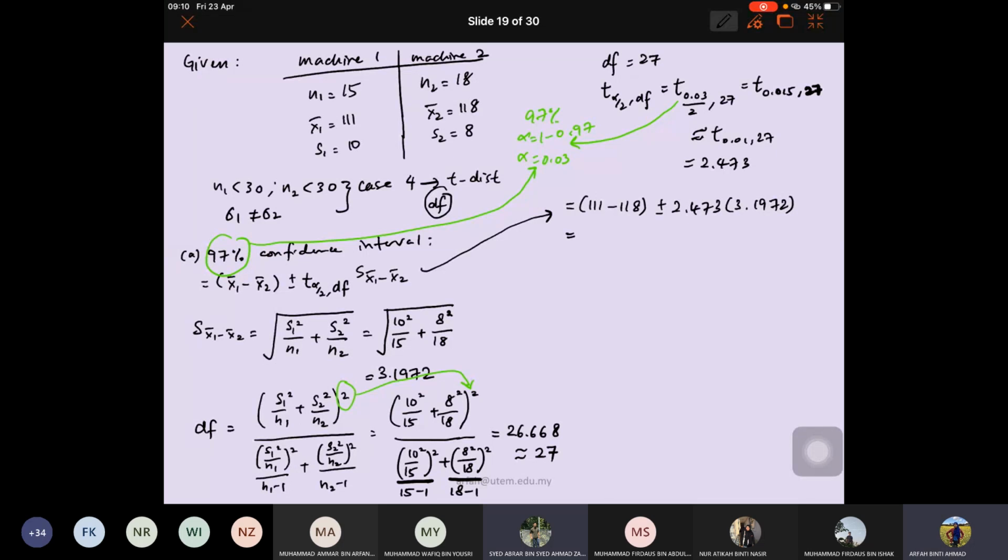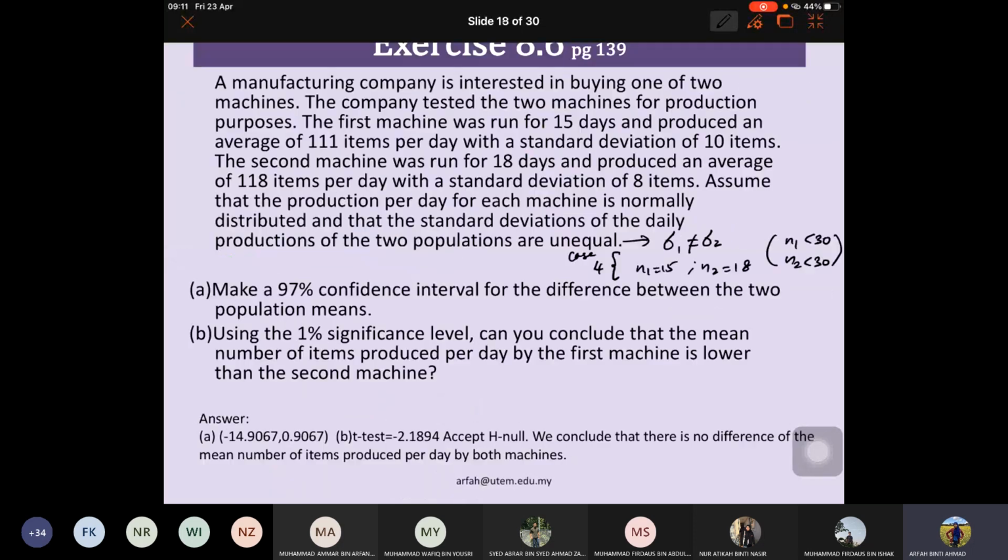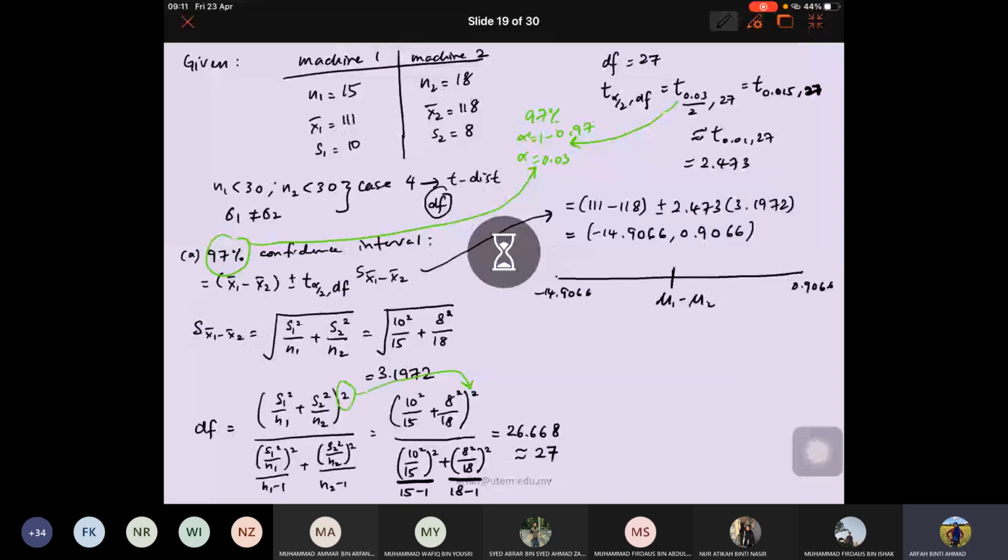Negatif 14.9066 dan lagi satu 0.9066. So betul jawapan Syed. So hopefully yang lain dapat jawapan equal to Syed. Meaning that in the line of negative 14.9066 sampai 0.9066 akan ada mu1 minus mu2, the difference between the population mean of machine 1 and also machine 2. Okay. So dapat yang dah cuba buat soalan B.